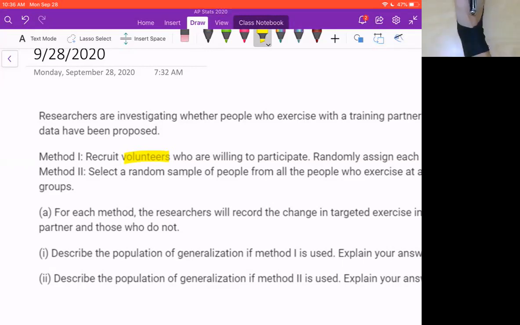So whether they put an ad in the paper, I have no idea, but our population is anybody who is capable of volunteering because they get the information or whatever. So the volunteers are coming from that larger group of people that could volunteer. Now, of course, not all of them volunteer. We only got some volunteers, but that's who our population is. Method two, who's our population? This one's easier.